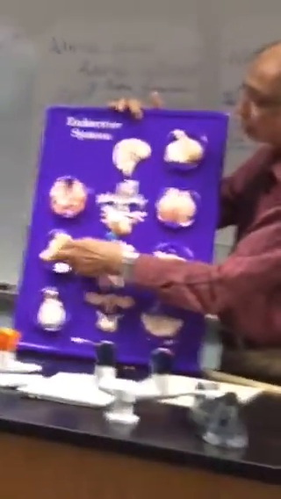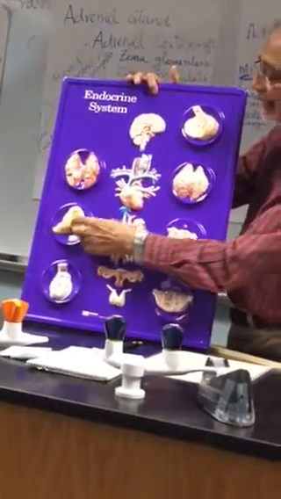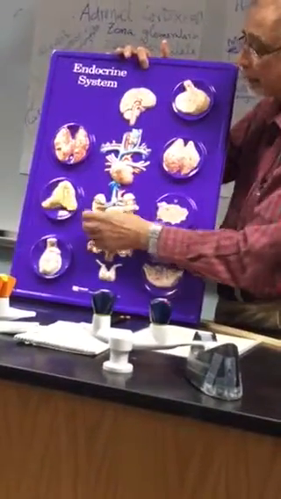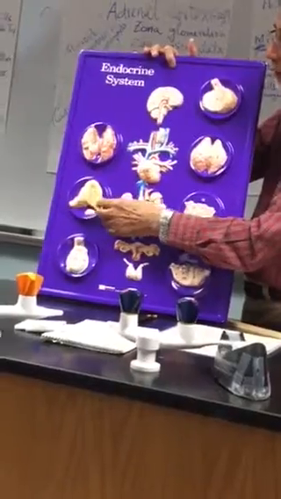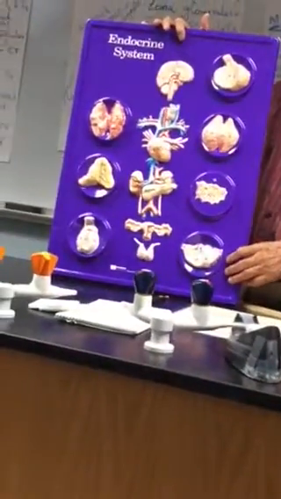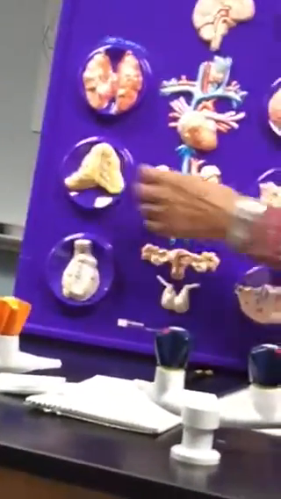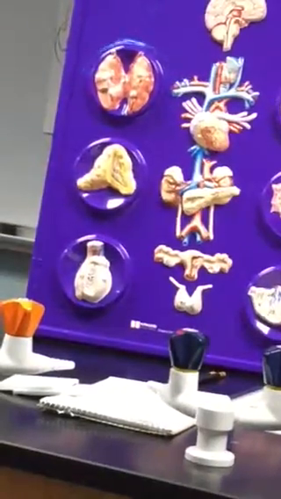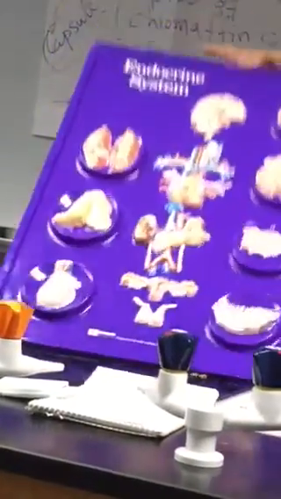The outer cortex and inner medulla. The outer cortex constitutes about 80% of the gland, and the inner medulla about 20%. Okay? So here, adrenal cortex 80%, adrenal medulla about 20%.